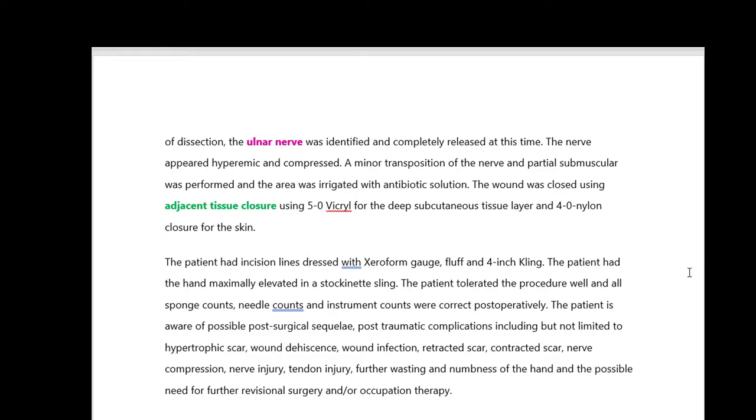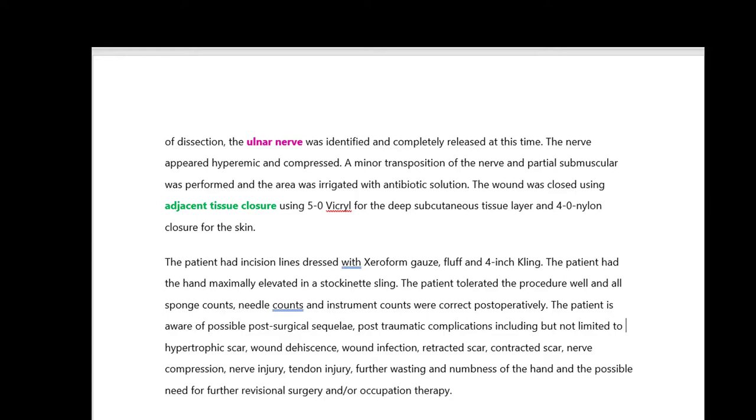Reading down, the patient had incision lines dressed with a xeriform. This is cage. This is supposed to be gauze. This is a typo in your operative report. Xeriform gauze, fluff, and 4-inch cling. Patient had the hand maximally elevated in a stockinette sling. The patient tolerated the procedure well, and all sponge counts, needle counts, and instrument counts were correct post-operatively.